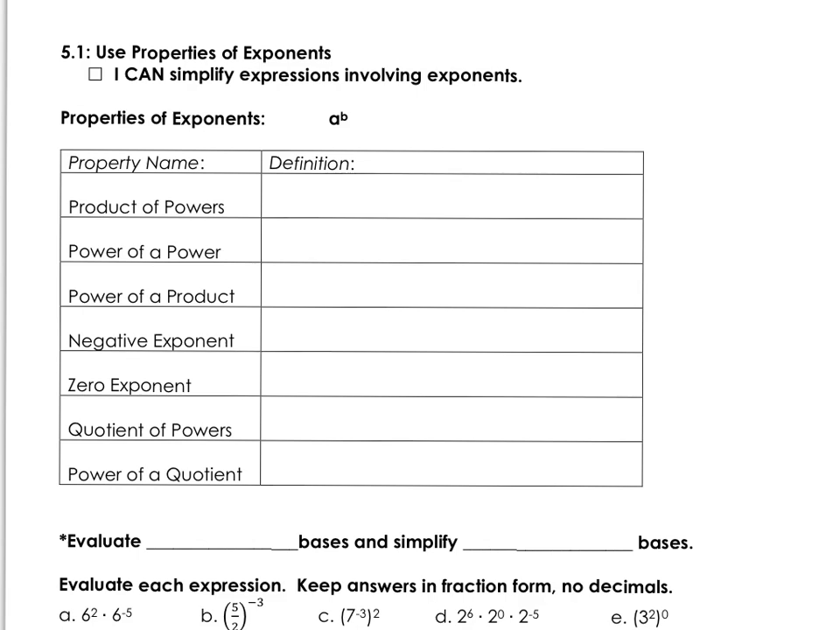Lesson 5.1, use properties of exponents. Now, properties of exponents are found when you have different bases and different exponents, and there are ways to simplify.